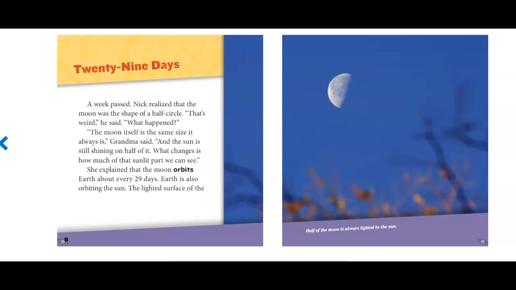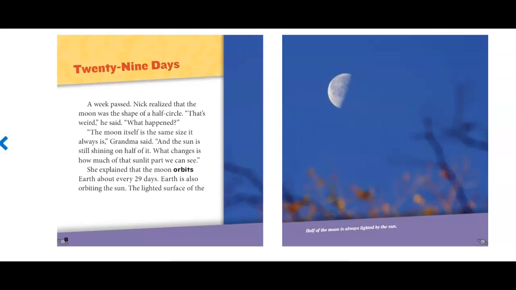29 days. A week passed. Nick realized that the moon was now the shape of a half circle. "That's weird," he said. "What happened?" "The moon itself is the same size. It always is," Grandma says. "And the sun is still shining on half of it. What changes is how much of the sunlight part we can see."